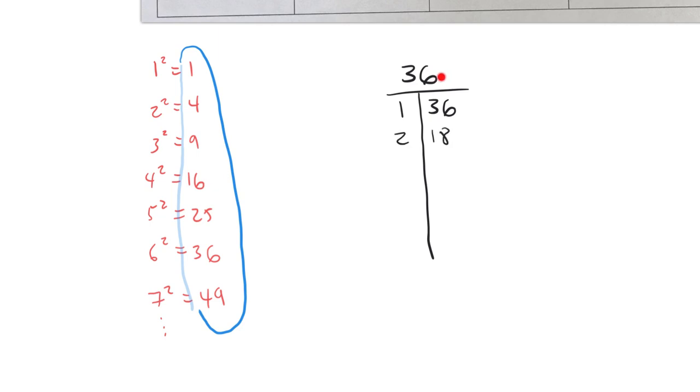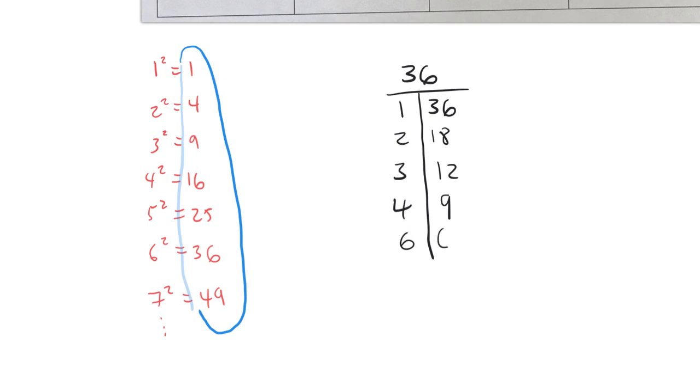You then ask yourself, is 36 divisible by 3? Well, yes, 3 times 12 gives you 36. And then you ask yourself, is 36 divisible by 4? Well, yes, so 4 times 9 gives you 36. And then you ask yourself, is 36 divisible by 5? Well, it's not. So then you move to another number and you ask yourself, is 36 divisible by 6? Well, yes, it is.